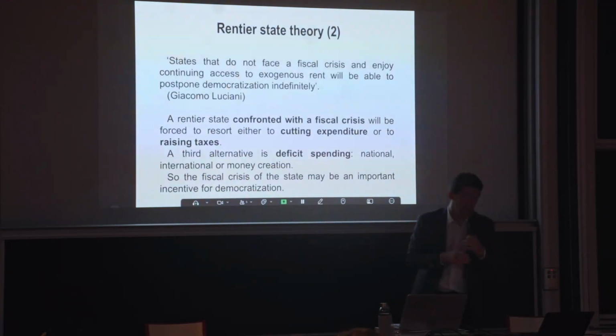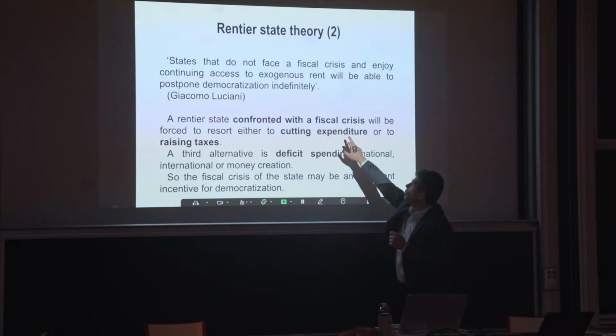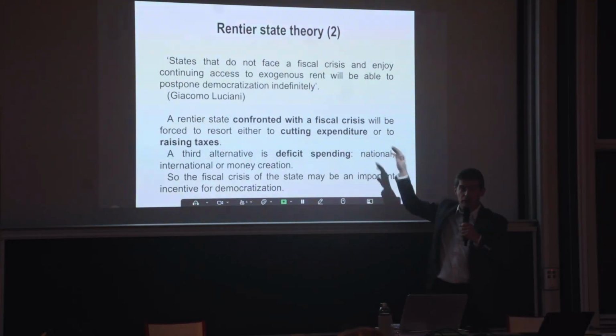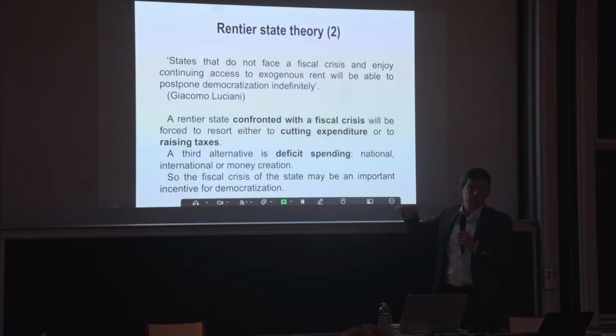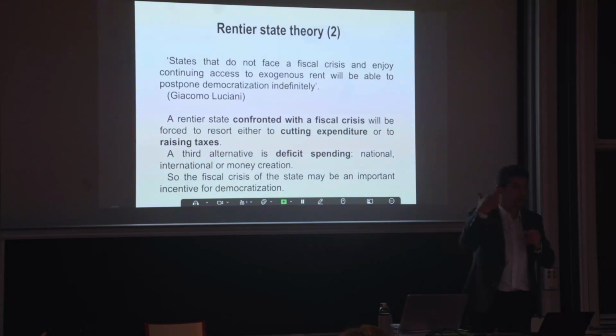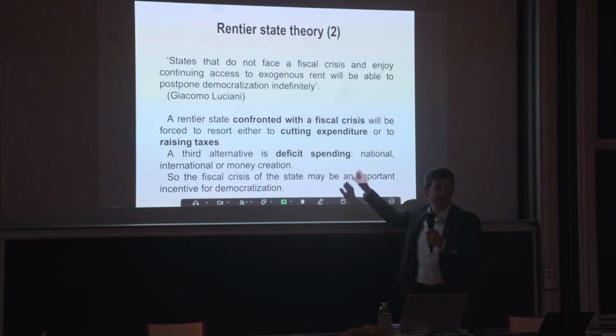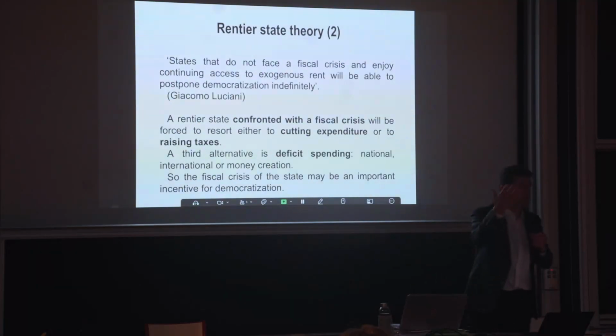The only situation when rentier states could, according to the theory, be in difficulty would be if they are confronted with a fiscal crisis. So in a situation where they are no longer able to redistribute this oil rent to the population through various means. The fiscal crisis of the state may then be an important incentive for democratization, because then the population will not be happy, and they will call for political representation or for amendment to the system.